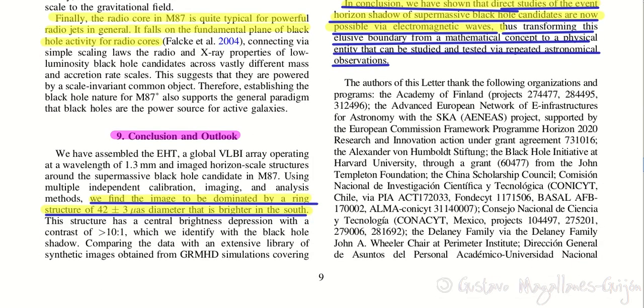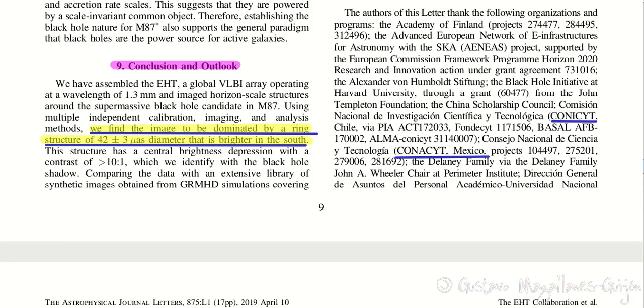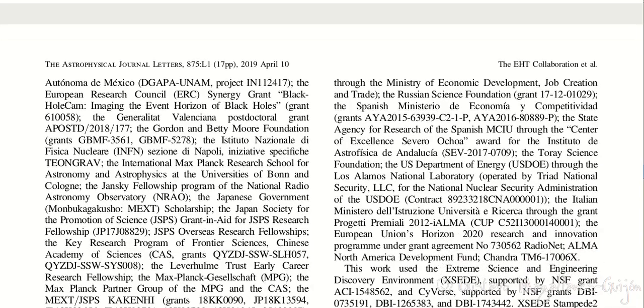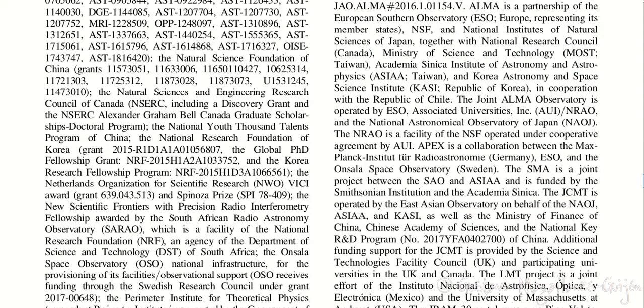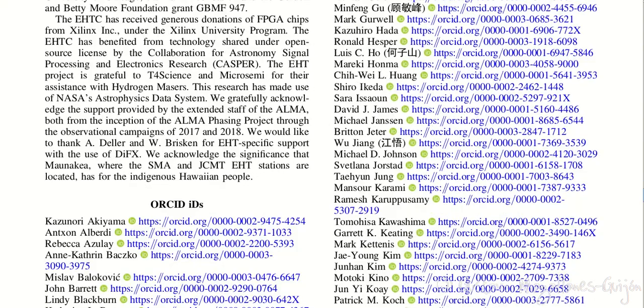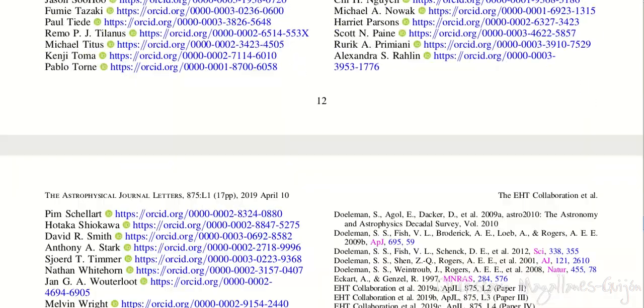In this project participate CONICYT in Chile, CONACYT in Mexico, the National Autonomous University of Mexico, UNAM, etc. Okay, finally we have the authors. There are hundreds of authors.